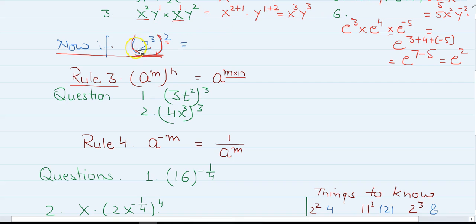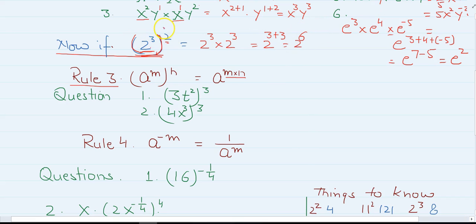Now let's take another example, that is 2 to the power 3, the whole power 2. It means we have to multiply this number, 2 to the power 3, 2 times. So 2 to the power 3 multiplied by 2 to the power 3. The base is same, so we add the powers. So 2 to the power 3 plus 3 is 2 to the power 6.